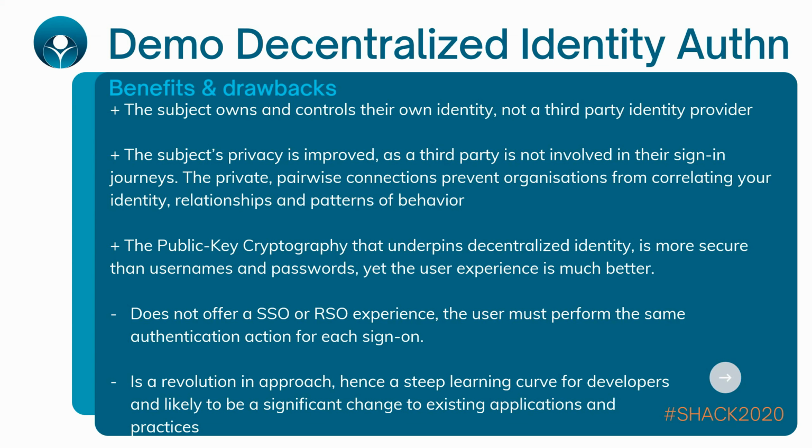In summary, with decentralized identity, the subject owns and controls their own identity, not a third-party identity provider. The subject's privacy is improved as a third party is not involved in their sign-in journeys. The private pairwise connections prevent organizations from correlating your identity, your relationships, and patterns of behavior. The public key cryptography that underpins decentralized identity is more secure than usernames and passwords, yet the user experience is much better.